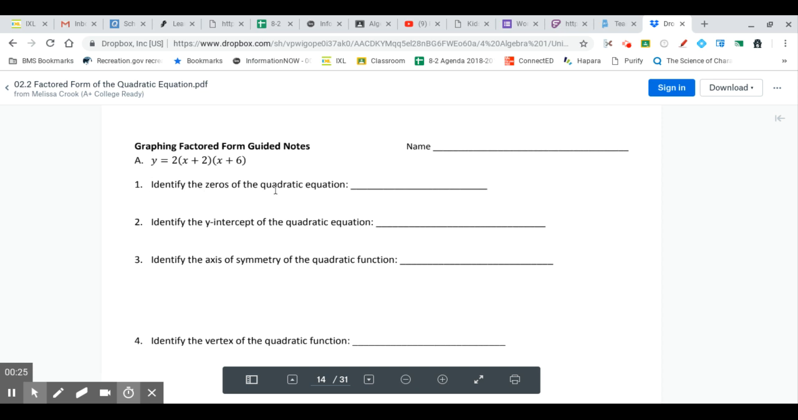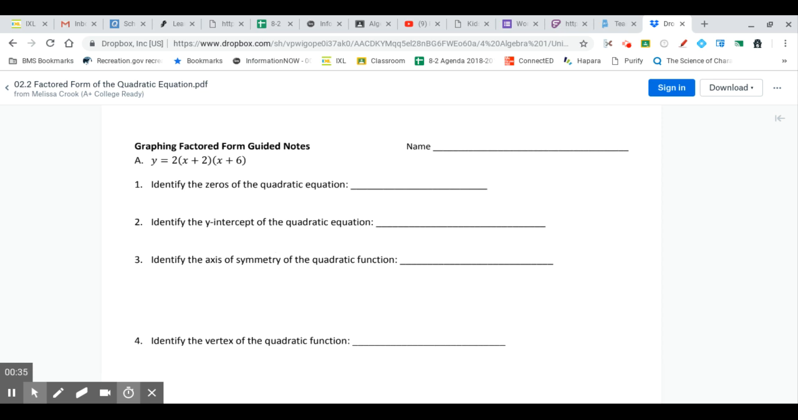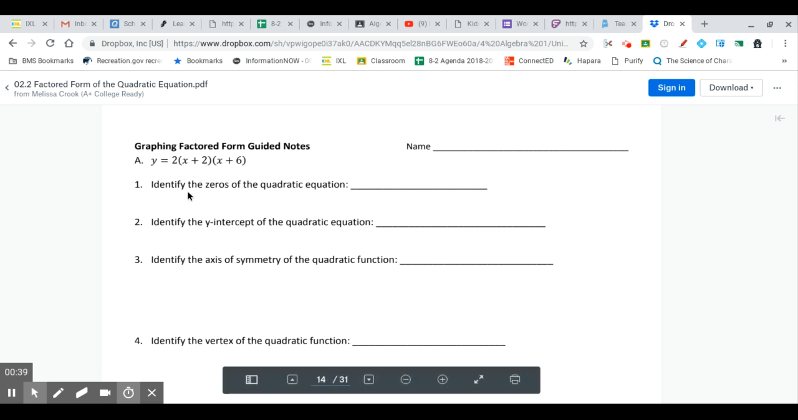You should be able to identify the zeros, works just like it did in the other sheets. Identify the y-intercept. That should be something you know how to do with any equation. If you need a little hint, what do all y-intercepts have in common? Okay, you've got your x's and your y's up here. So every y-intercept has one thing in common. You need to plug that into the equation, and then you can find your y-intercept.